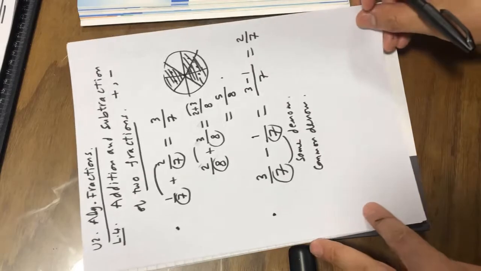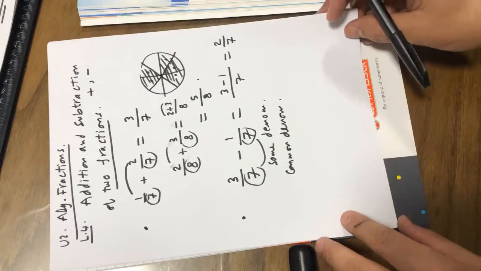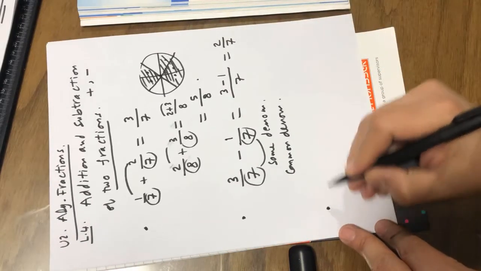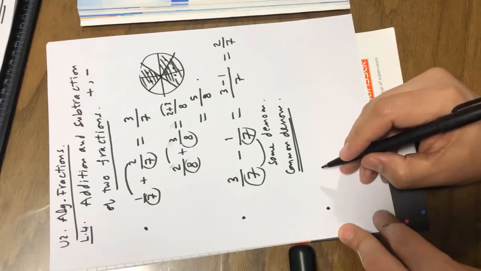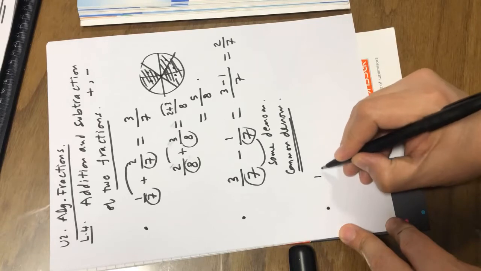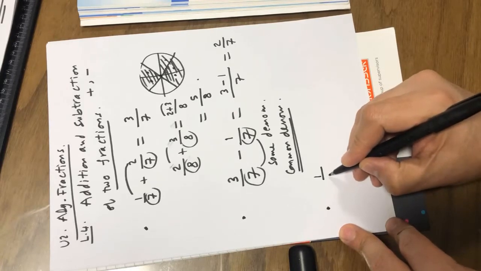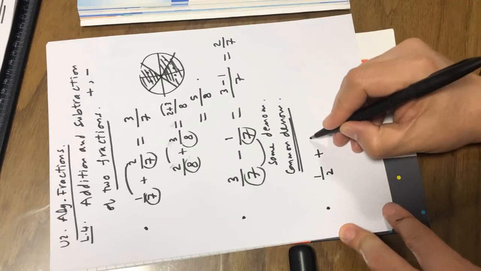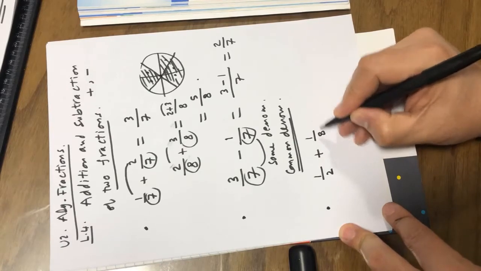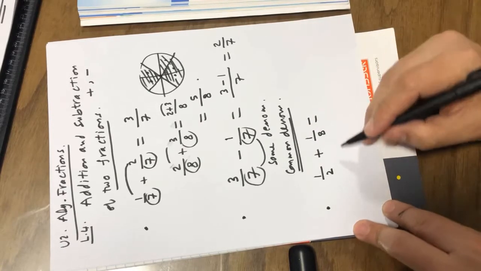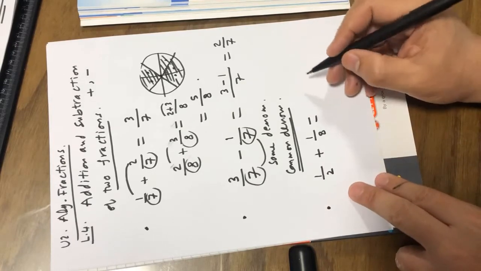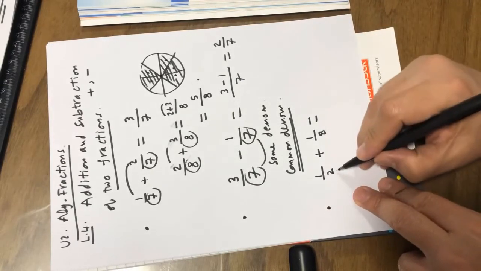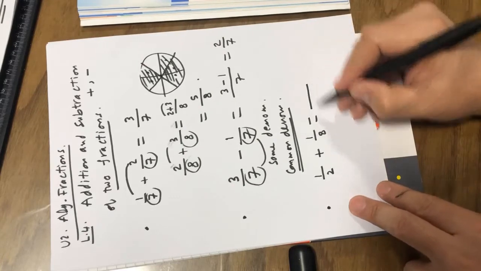But what happens if we have different denominators? We have to make a common denominator. For example, we have 1/2 plus 1/8. How to do this? So we have 2 and we have 8. How to make a common denominator? How to change the 2 into the 8? We multiply it by 4.